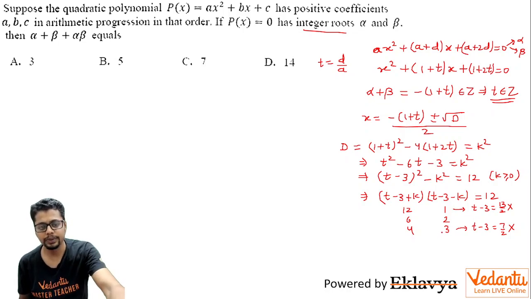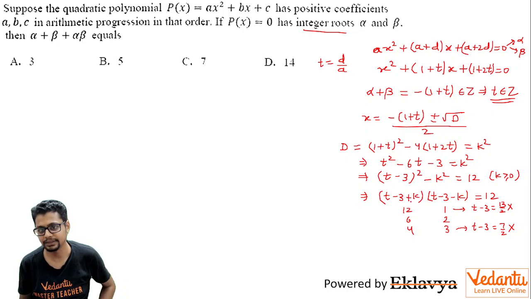Now similar would be the fate if you consider the factors to be, in this equation, minus 3, minus 4, minus 1, minus 12. T minus 3 would turn out to be minus 7 by 2 and minus 13 by 2 in those cases also. So another possibility: since t minus 3 plus k is supposed to be more, given that we have taken k greater than or equal to 0, t minus 3 minus k would be less than or equal to t minus 3 plus k.